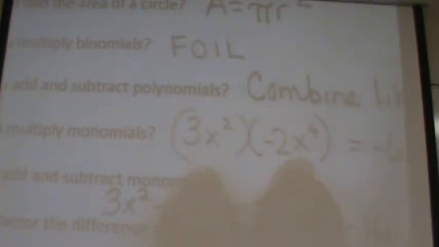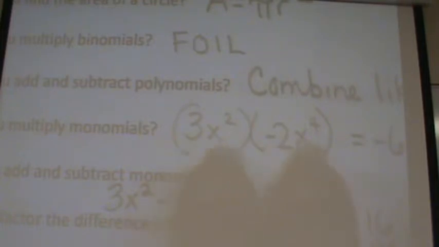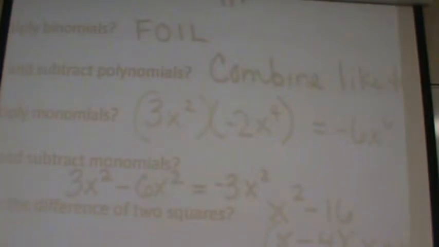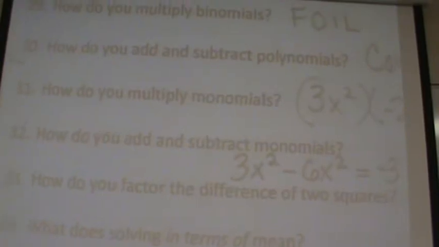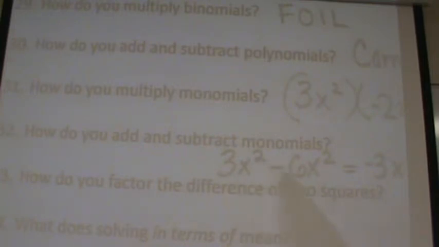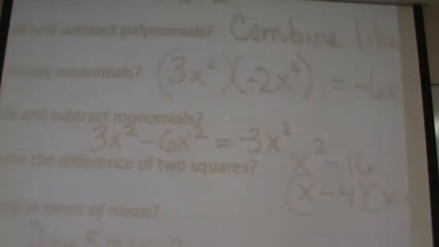Oh, we missed one, I'm sorry. How do you multiply monomials? So if I gave you two monomials, how do you multiply them? You multiply the coefficients, and what do you do with your variables? You just add the exponents. Yep. How do you add and subtract monomials? Well, just like adding and subtracting polynomials, you just combine the coefficients and you keep your variable the same. Do not change your variable.